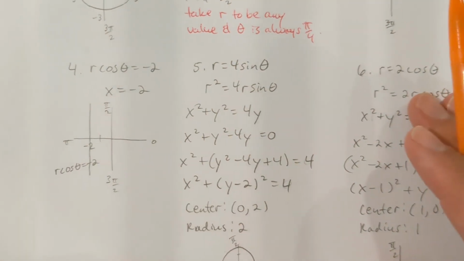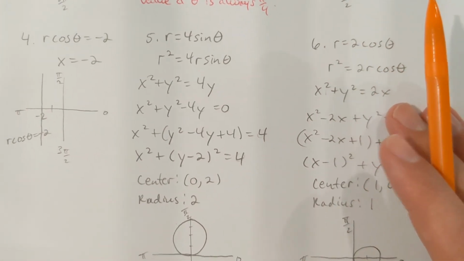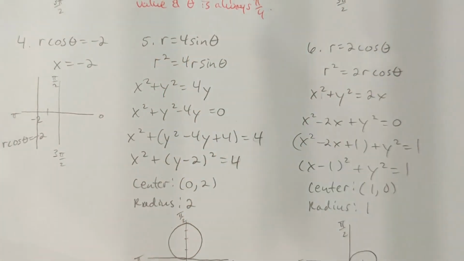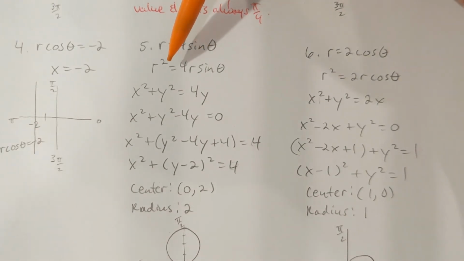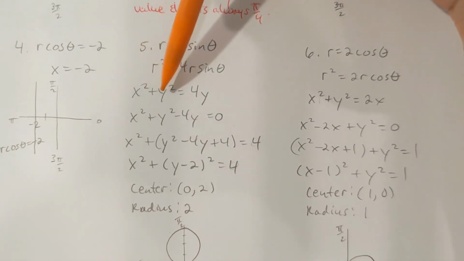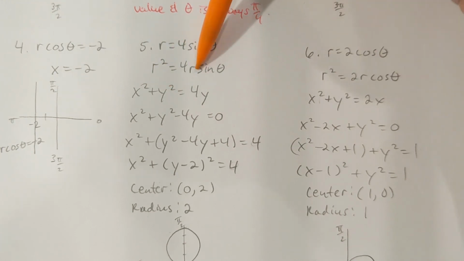Okay, like I said, the first 6 are going to go by pretty quickly. Here's another one: r equals 4 sine theta. If I multiply both sides by r, r squared is the same as x squared plus y squared. r sine theta is the same as y.